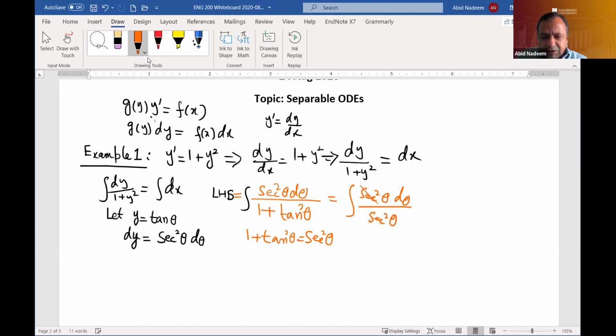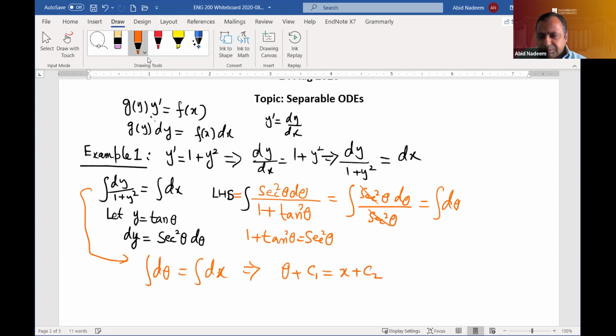Secant square theta cancels with secant square theta, so we are left with d theta. Now input everything over here: left-hand side is d theta, right-hand side is dx. So just do the integration. It will be theta plus a constant, and x plus a constant. The integration of d theta is theta, and the integration of dx is x.